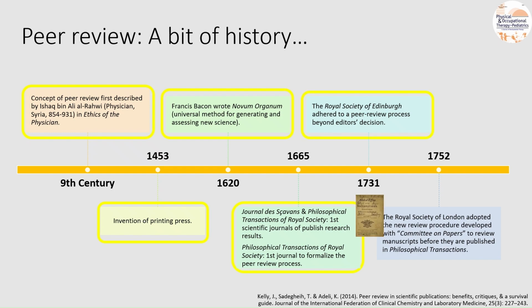In 1731, peer review had evolved into a more structured system, as evidenced by the Royal Society of Edinburgh's policy of assigning manuscripts to subject experts while maintaining reviewer anonymity. Then the Royal Society of London followed suit in 1752 with its Committee on Papers to formally assess submissions.